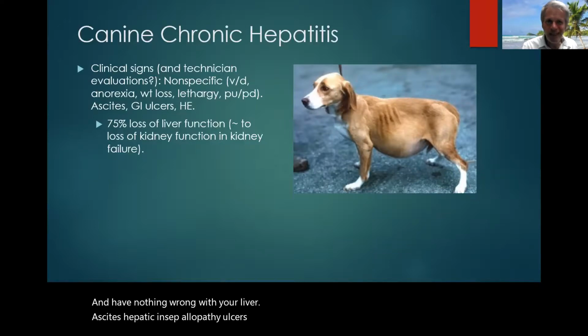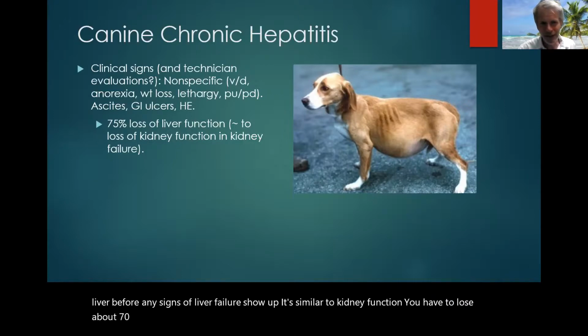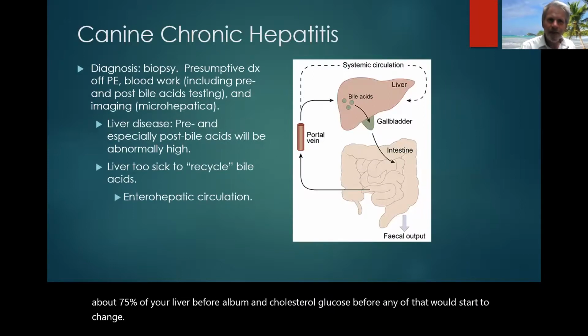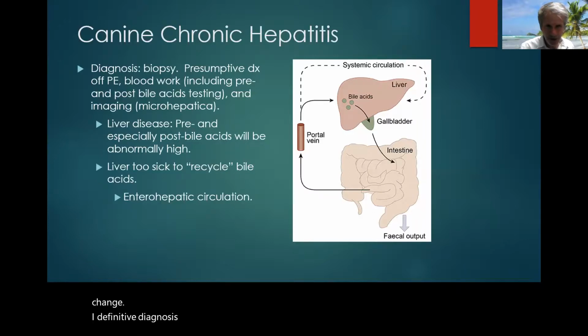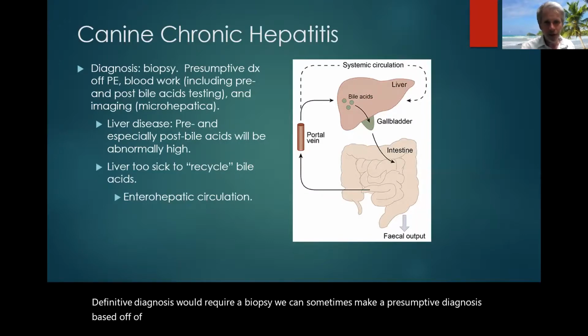It's worth knowing that you have to lose a lot of liver before any signs of liver failure show up. It's similar to kidney function. You have to lose about 75% of your liver before albumin, cholesterol, glucose, before any of that would start to change. A definitive diagnosis would require a biopsy. We can sometimes make a presumptive diagnosis based off of history and blood work.